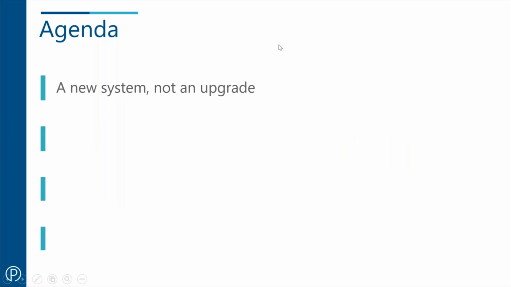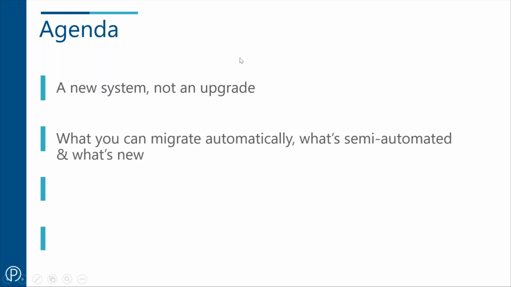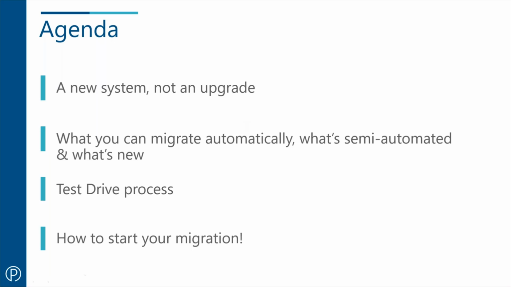Just a quick agenda. We're going to have a quick introduction to what it means to migrate to 365 from version 6, what things will actually migrate, and what we might need to do some work on to get it migrated over. Moving on then to the test drive process itself and how that works, and how we test the system, and then how you can start migrating your system over to 365.